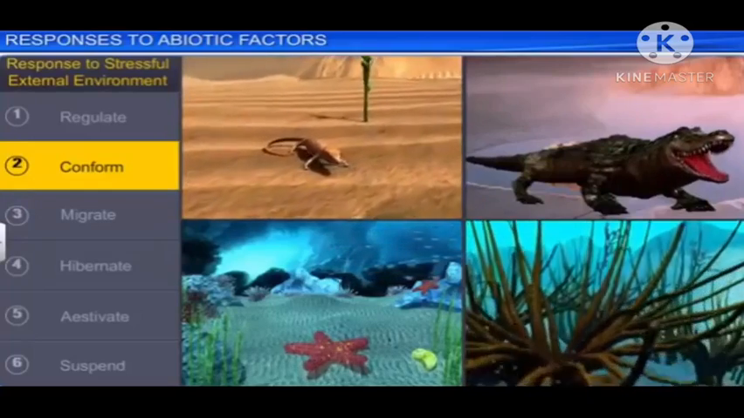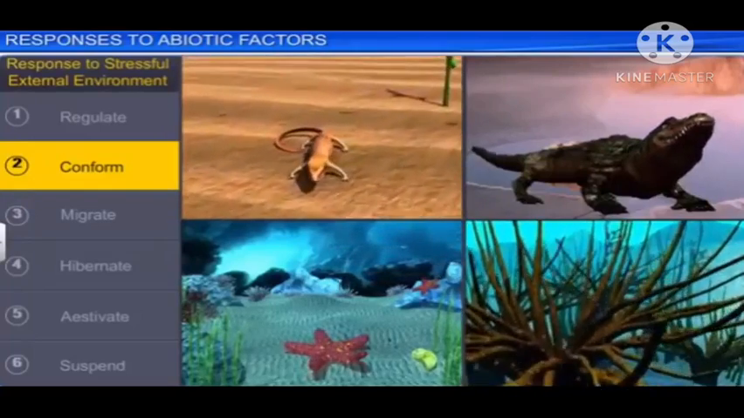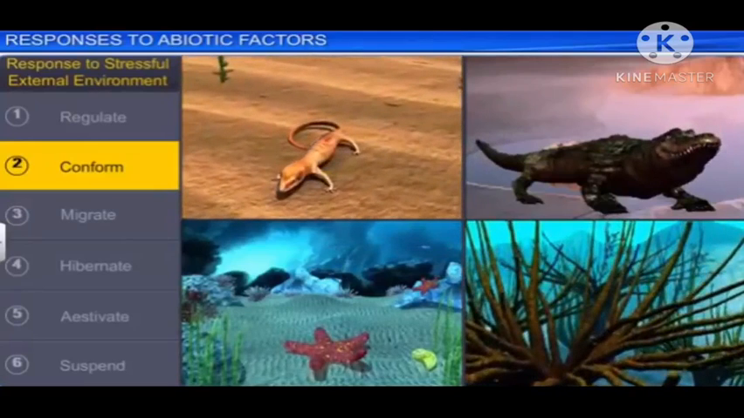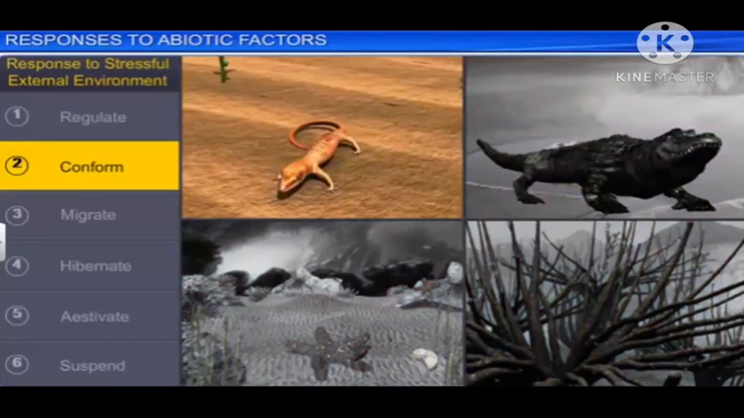Interestingly, during the course of evolution, the costs and benefits of maintaining a constant internal environment were taken into consideration, and thus some organisms have evolved to become regulators, while others have remained conformers.